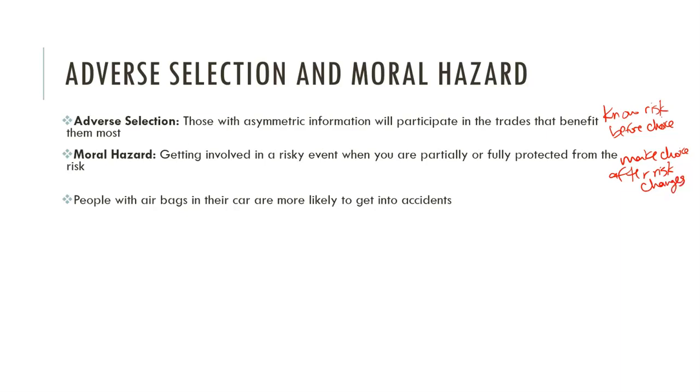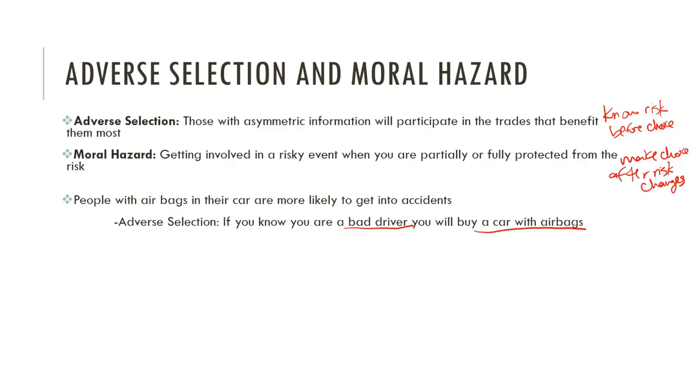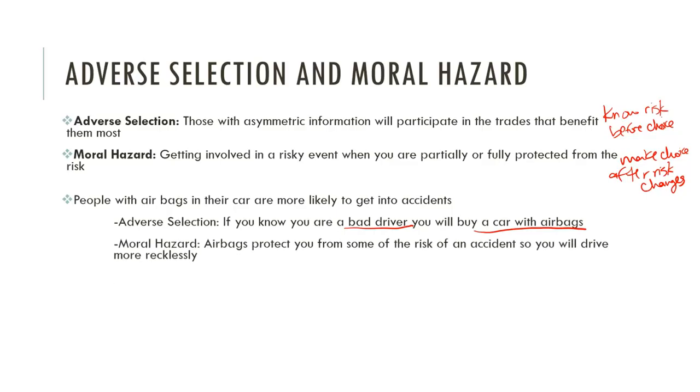Okay, so people with airbags in their cars are more likely to get into car accidents. So, on the adverse selection side, if you know you are a bad driver, you will buy a car with airbags. You know you're going to get into an accident, so you're going to buy a car that's going to be safer. On the moral hazard side, because airbags are protecting you from some of the risks, you are going to drive more recklessly.